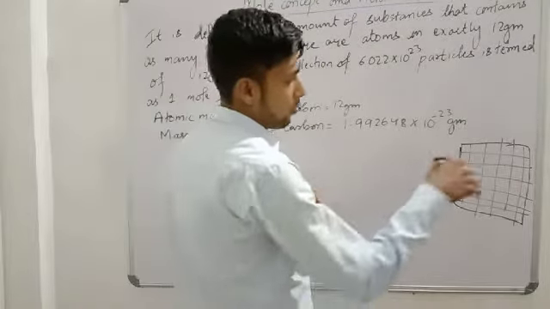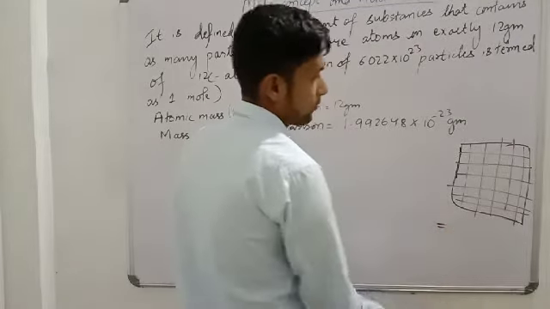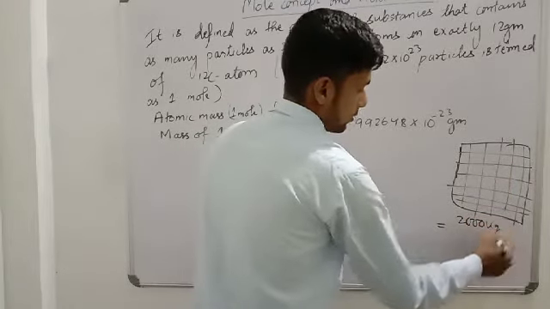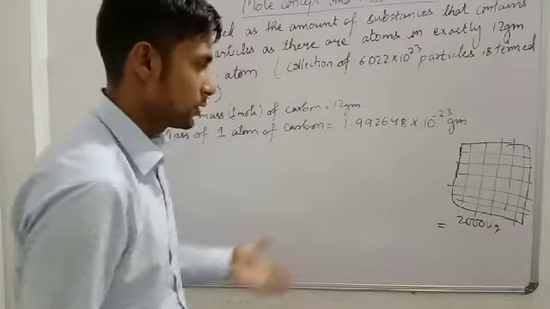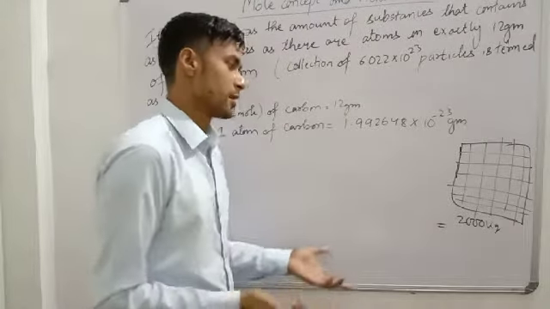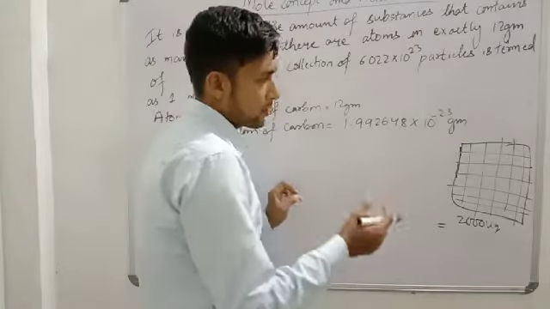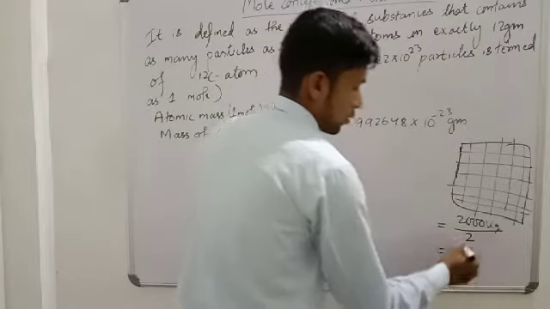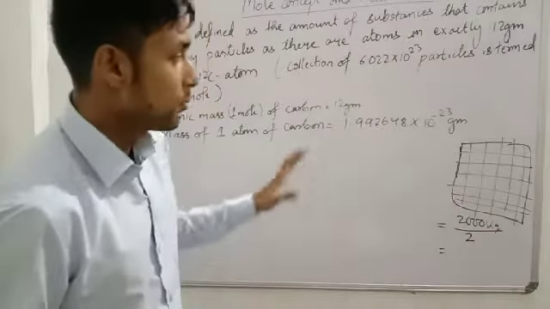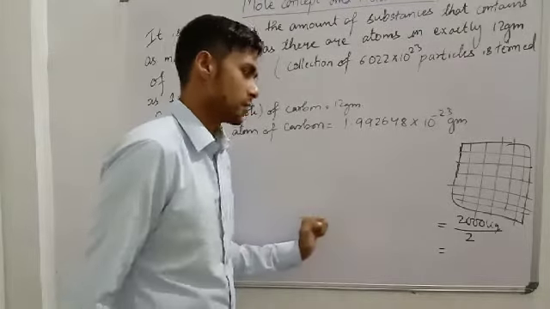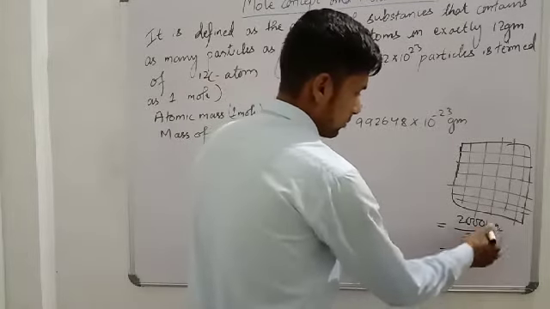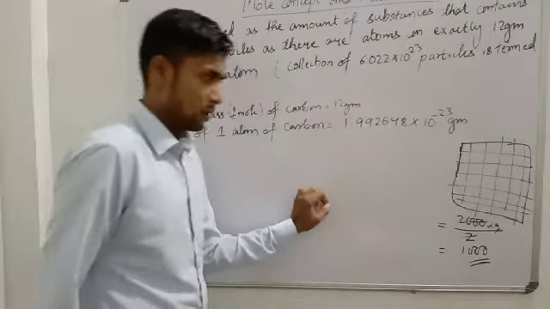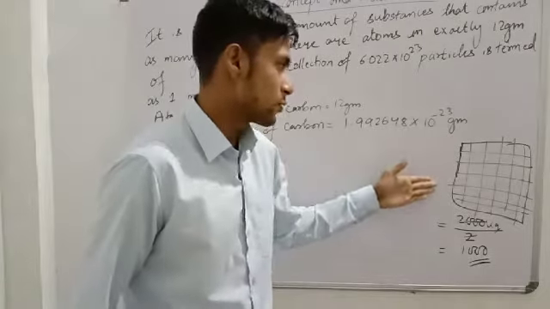So the weight of whole wall is 2000 kg. Just assume it. The weight of the wall is 2000 kg, and the weight of each brick is 2 kg. Now we can calculate the number of brick required to make this wall. Yes or no? So we have 1000 brick. So 1000 brick is required to make this wall.